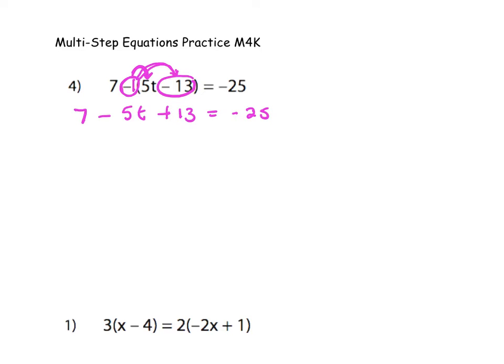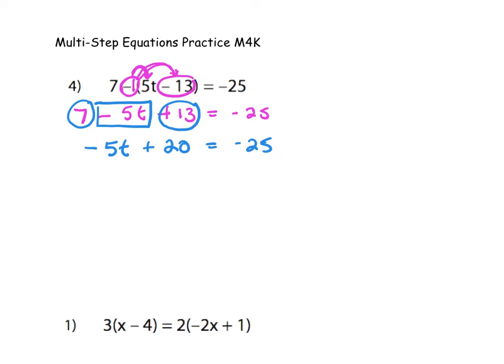Our next step is we want to gather up like terms. Now this is just a personal preference. I prefer to start with terms that have the variable, and in this case there's a minus in front of it, so I'm going to choose to put that as negative 5t. And then I'm going to gather up my constants. I have a 7 and a plus 13, so together positive 7 and positive 13 make positive 20. And then I'm just going to drop down that negative 25.